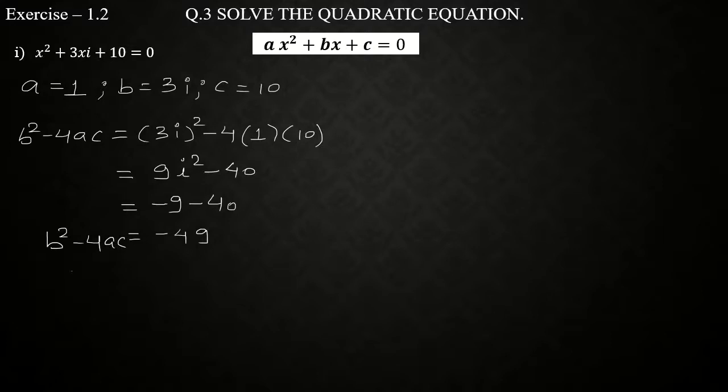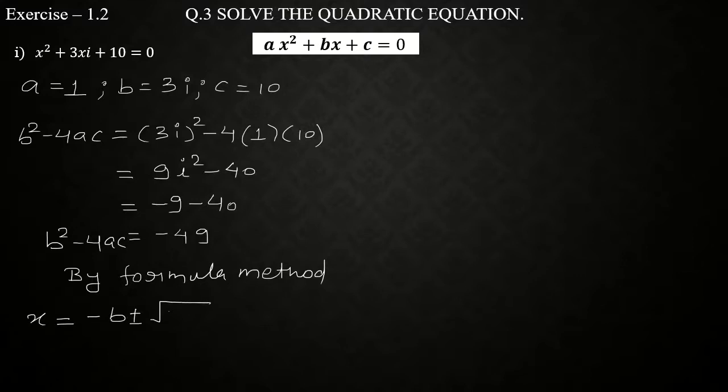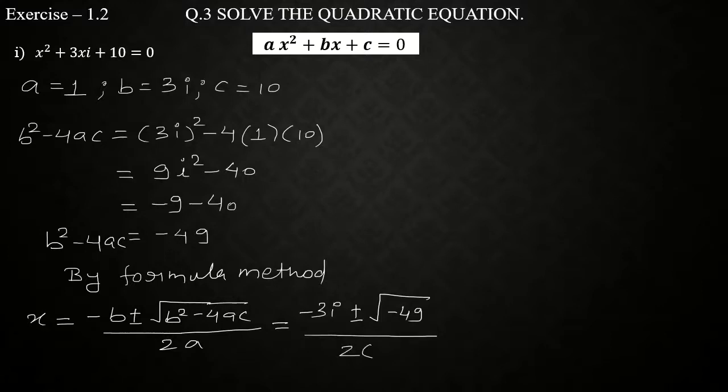Now we apply formula method. So we will write down by formula method of solving quadratic equation. Formula remains same. Alphabet used is x. So x is equal to minus b plus minus under root of b square minus 4ac whole divided by 2a. So let's simply substitute all the answers. B ka value we have 3i, so we are getting minus 3i, plus minus under root of b square minus 4ac we obtained as minus 49 whole divided by 2a, and a ka value we have as 1.